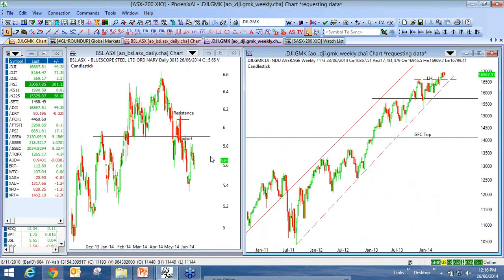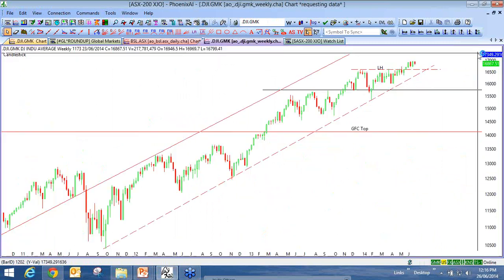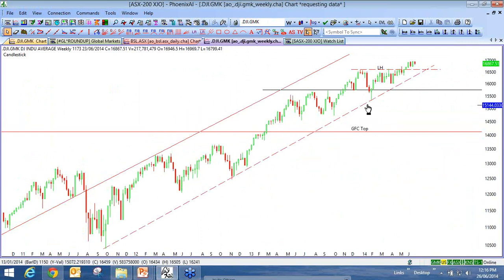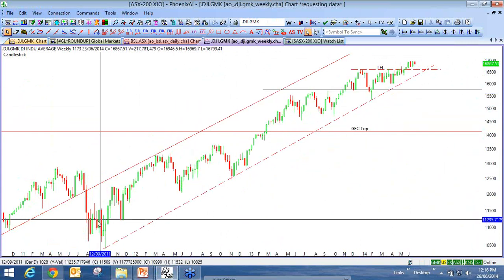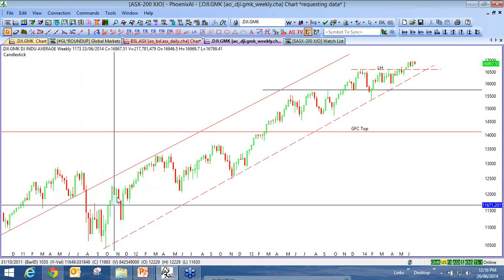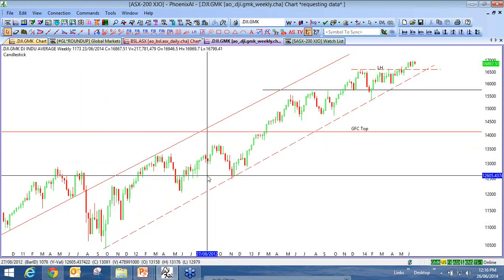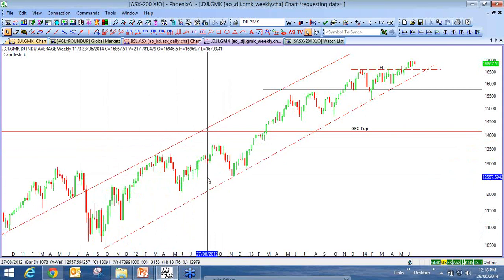So if we look at some of the markets involved with this currently, if we look at stocks, in fact, I'll go to the Dow first. A lot of interest in what's occurring in the US markets. This is a weekly chart of the Dow here. You can see that, again, it's had very strong moves upwards. It's trending upwards. In fact, in 2011, it officially went into a bull market.